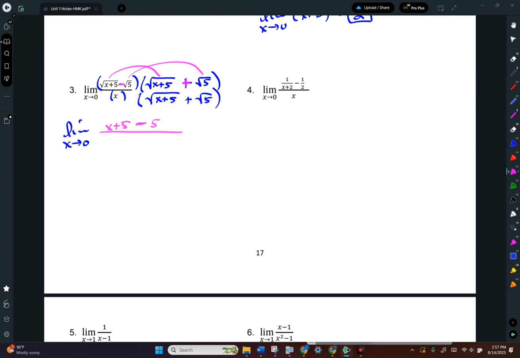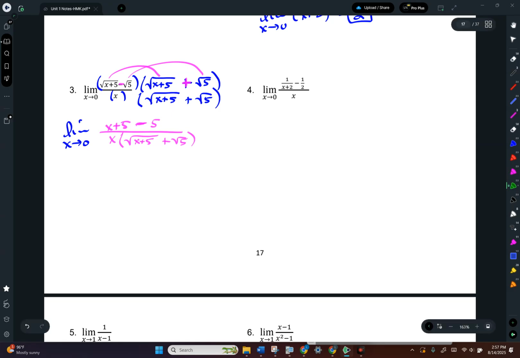5. And then in the denominator, we do not want to distribute. We want to keep it in factored form. And I'll show you why in just a minute, okay? And that's always going to be true on these. So keep the x on the outside, and then keep the parenthesis, square root of x plus 5 plus square root of 5. I know it's looking ugly, okay?